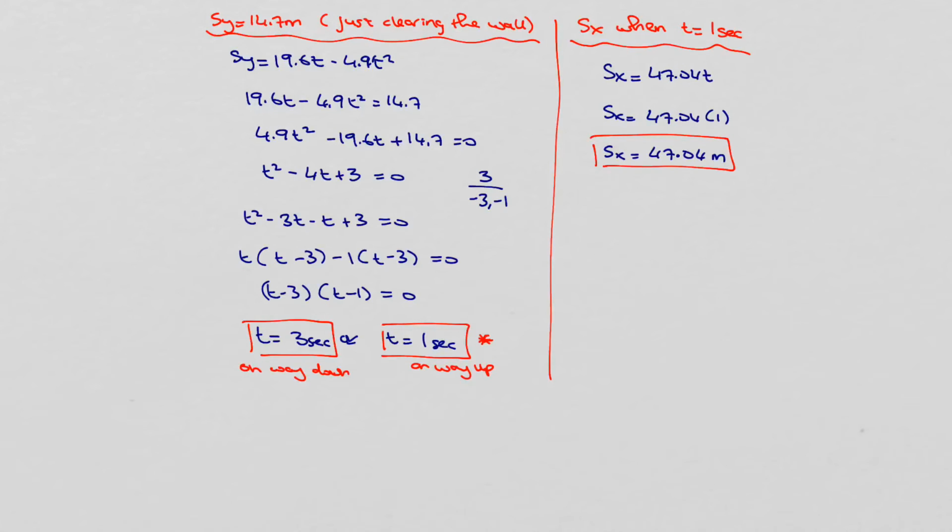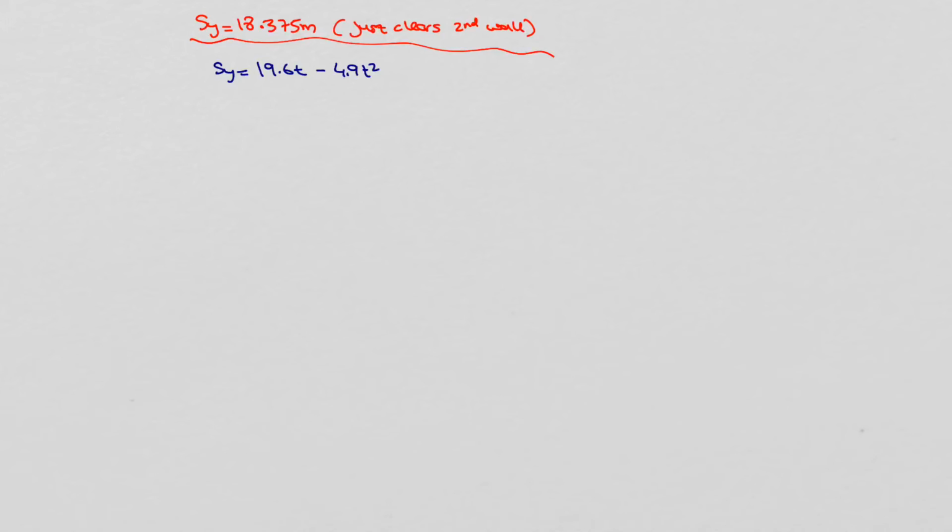So we're going to find the time it takes to clear the wall when the wall is 18.375 meters high. So when it just clears the second wall, again we're going to take our equation for Sy, which is 19.6t minus 4.9t squared. And if I let that equal 18.375, again I'm going to end up with another quadratic, 4.9t squared minus 19.6t plus 18.375.